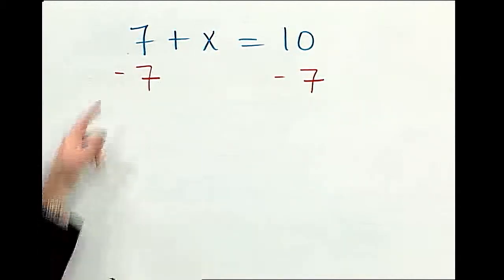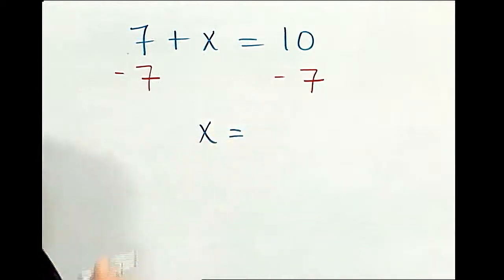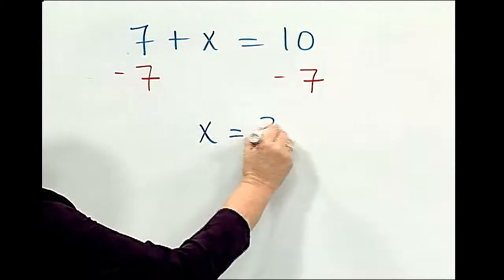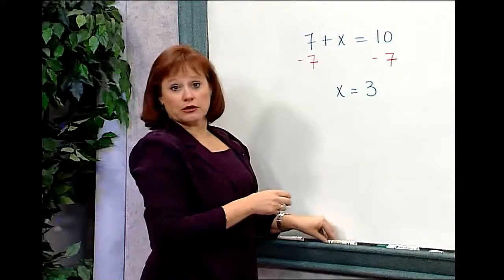When I do that, 7 minus 7 is equal to 0, and I'm left with x on the left-hand side of the equation. And on the right-hand side of the equation, I have 10 minus 7, which is equal to 3. So the solution appears to be 3 to this equation. X appears to be 3.